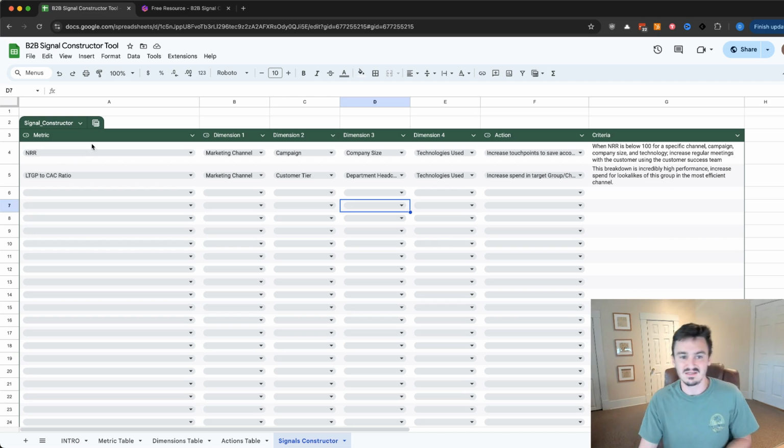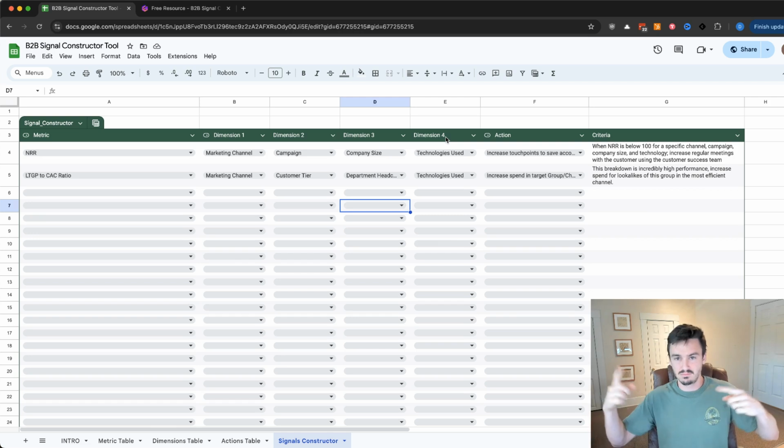So this is net retention revenue. This is a customer success metric, a retention metric. And so let's say we're breaking it down by marketing channel, then by the campaign that they came from. So this would be the original source. This would be the company size, and then the technologies used. This would be one signal point that we think indicates a significant action needs to be taken.